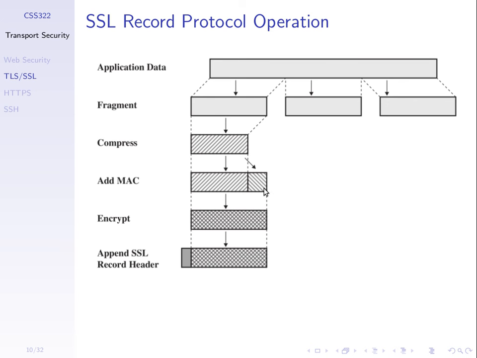Then we encrypt all of that, use our encryption algorithm. Then we attach a header called the record header, and that fragment is sent using TCP across the internet. And we do that for each fragment that comes from the application data.